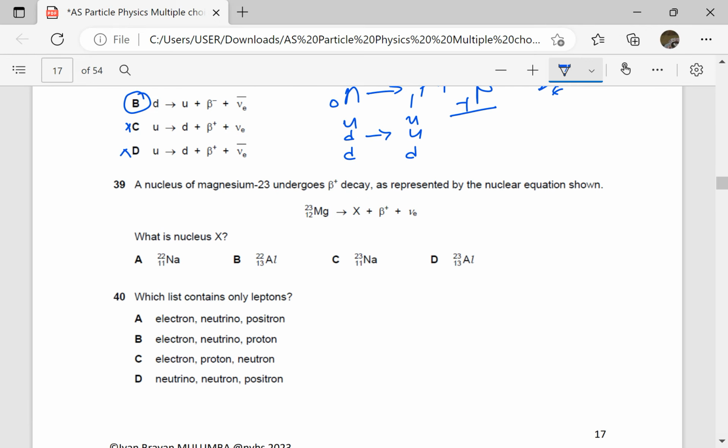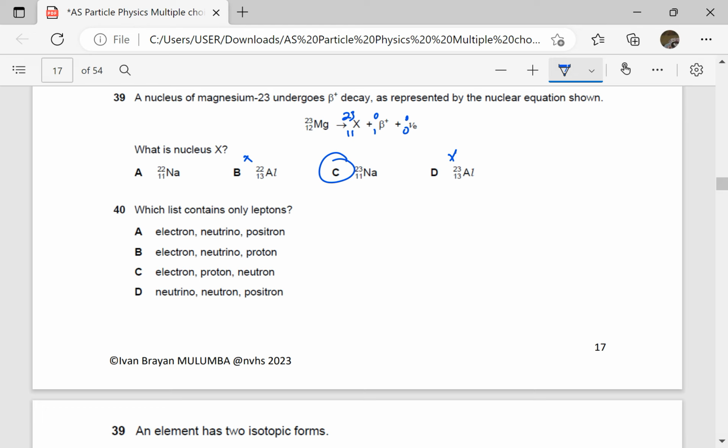A nucleus of magnesium undergoes beta plus decay, as represented by the nuclear equation. What is nucleus X? So let's balance. This one, of course, has 0, 0. Beta plus is 0, 1. Proton number here will be 12. This will be 11, so that 11 plus 1 is 12. So we have eliminated this one, we have eliminated that one. The nucleon number does not change, it remains 23, so the answer is going to be C. The nucleon number is 23.